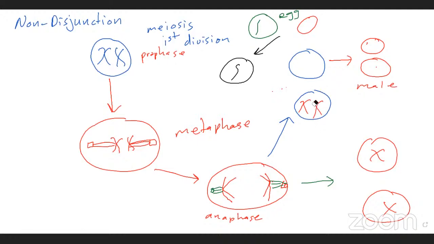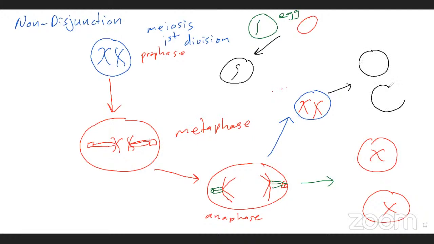All right, so let us focus on this one, which means I'm going to erase this part. So when this cell divides now in the second meiosis, how many chromosomes will be in each of these cells? Two, all right. Remember, after meiosis 2, how many chromosomes should be in each cell? One. All right.